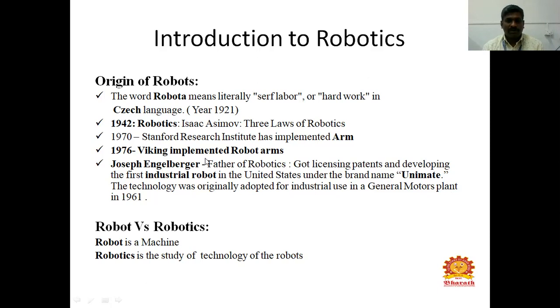So this is the origin of the robot, developed over several stages. Robot versus robotics: what is a robot and what is robotics? A robot is a machine. But robotics is the study of the technology of the robot. You may be confused by these two words. Robot means a machine. If you are talking only about the machine, you can say it's a robot. The study of the technology of the robot is called robotics.